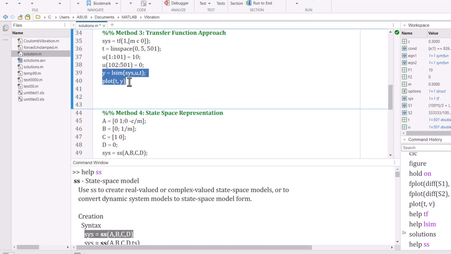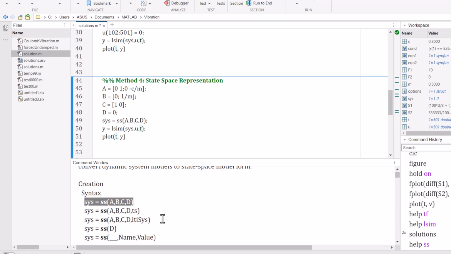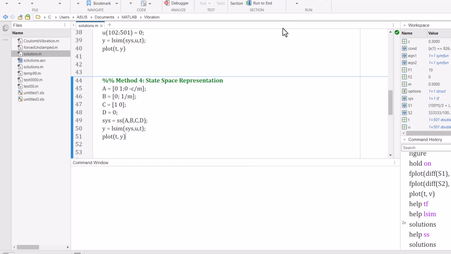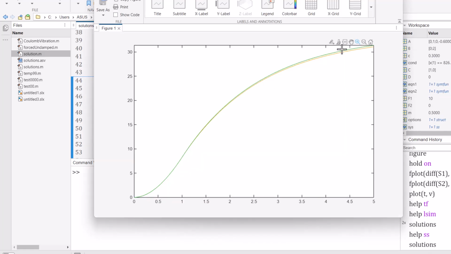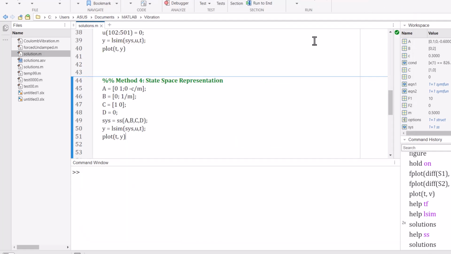And the others is the same as method 3. So lsim function takes a system. This system can be defined as a transfer function or a state space representation. No difference. There is a difference that if you use a state space approach, you can add the initial conditions. This is the difference. But with transfer function method, you cannot add an initial condition. So I run, and this green line is the state space approach.